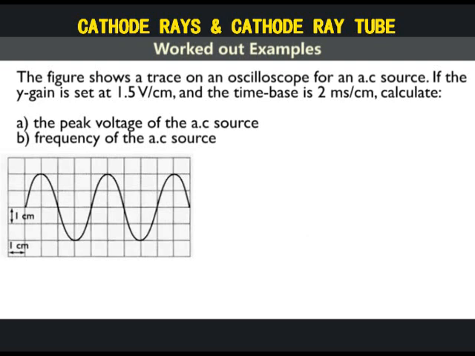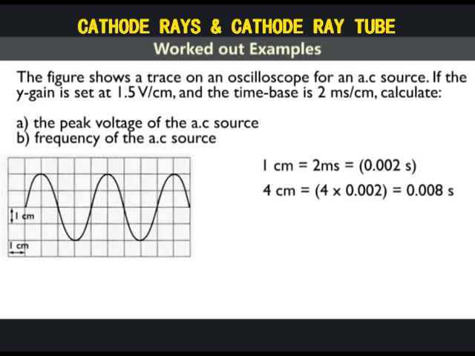B. Frequency. This is the number of cycles per second. On the graph, 1 cycle ends here. These are 4 divisions of 4 centimeters. We are told 1 centimeter is equal to 2 milliseconds, or 0.002 seconds. So 4 centimeters will be equal to 4 times 0.002, which gives us 0.008 seconds. We say 1 cycle is equal to 0.008 seconds.